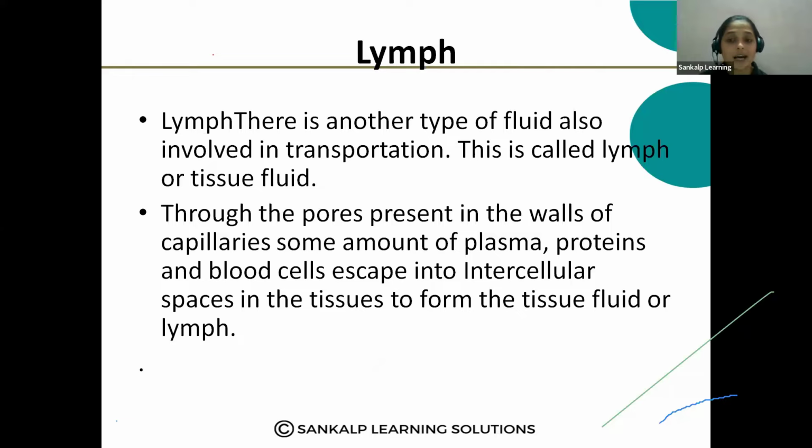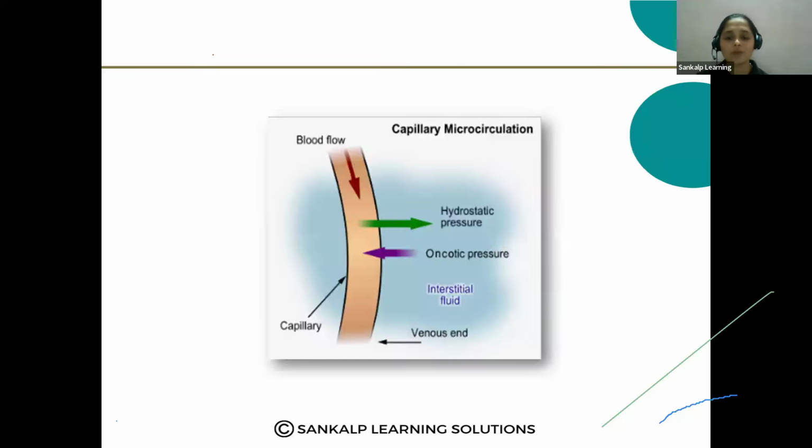It is another type of transportation fluid that helps in the transportation of nutrients. Other than the blood, there is one more fluid, that is lymph. So how is this lymph formed and what is the function of lymph? This lymph carries some proteins, plasma and other materials to different parts of the body. And how is it formed?